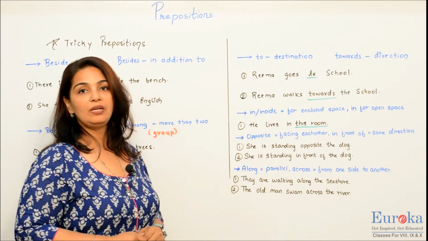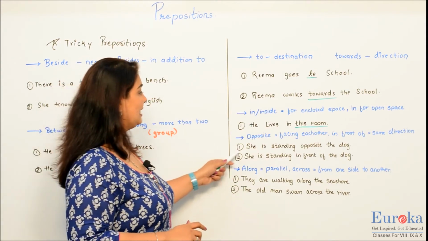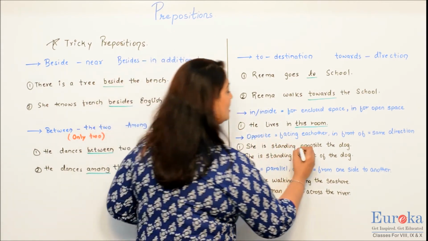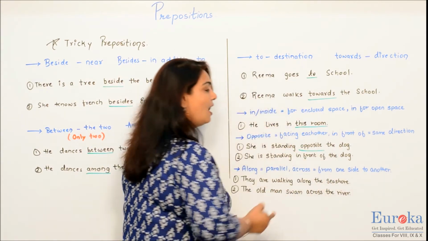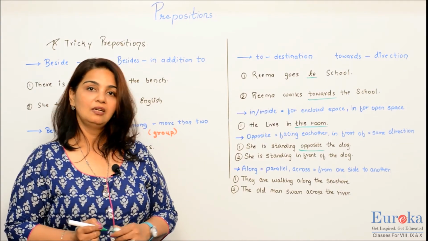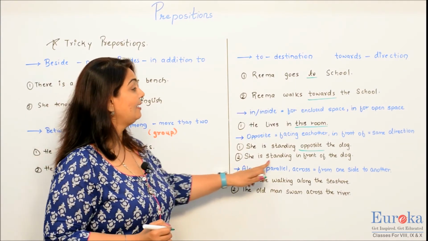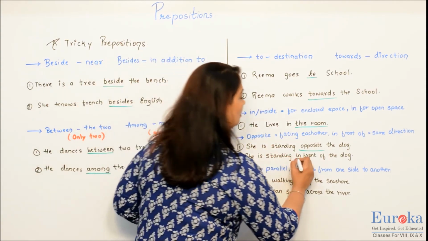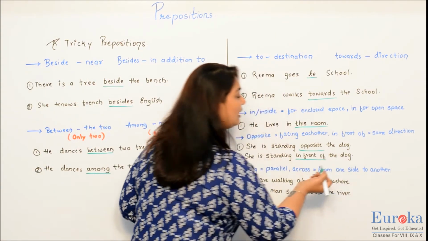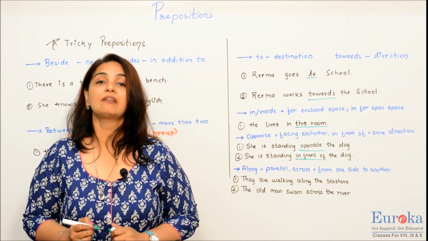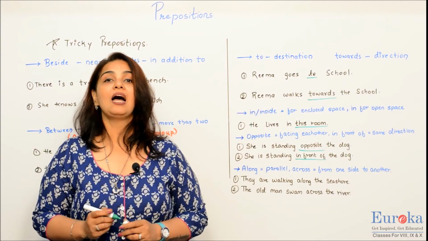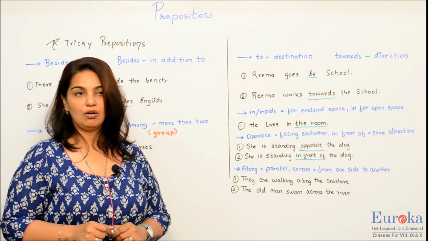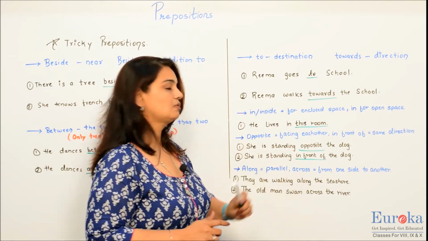Let's see how it goes with your examples. She is standing opposite the dog. Over here, this means the dog and the girl are facing each other. Whereas she is standing in front of the dog means she and the dog are looking in the same direction, one behind the other.